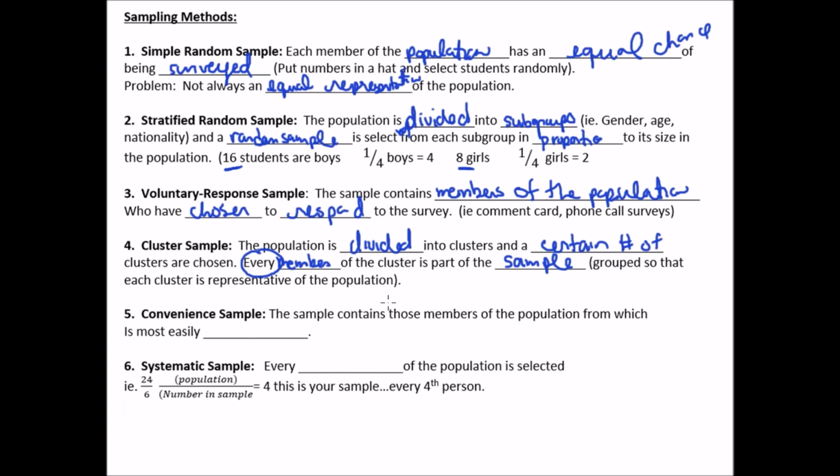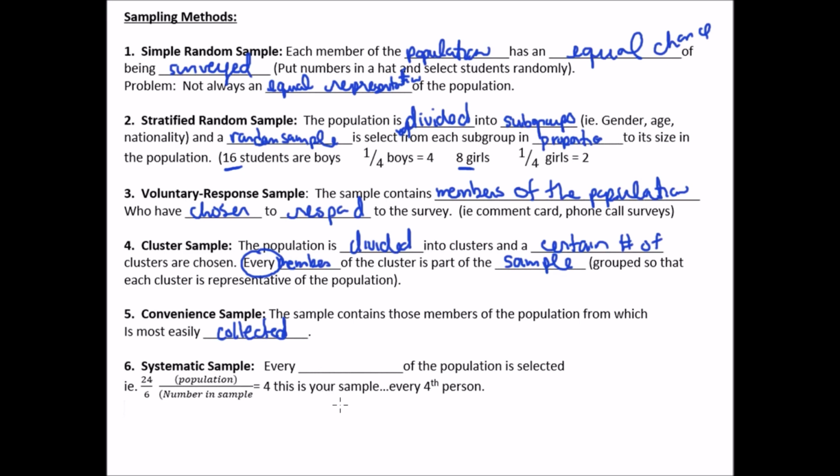Okay, convenient sample. The sample contains those members of the population from which the data are most easily collected. So, if you want to survey people in school, you might stand outside of the cafeteria and just hand out surveys. Okay, systematic sampling.